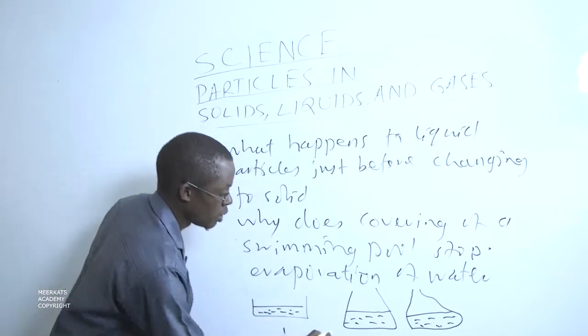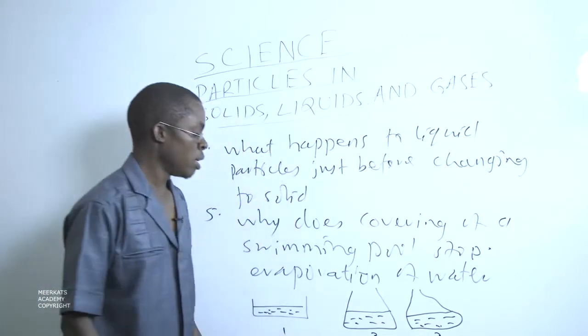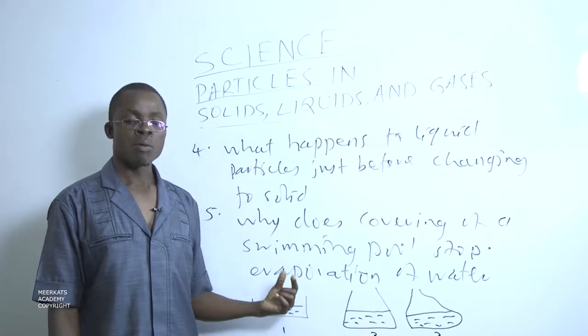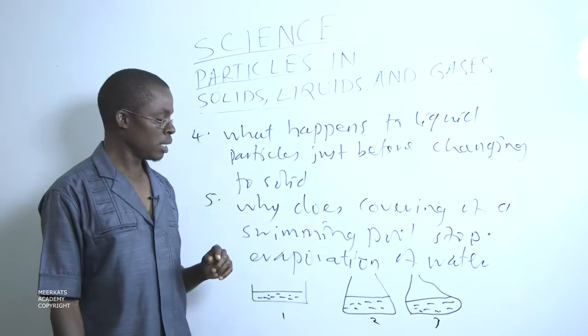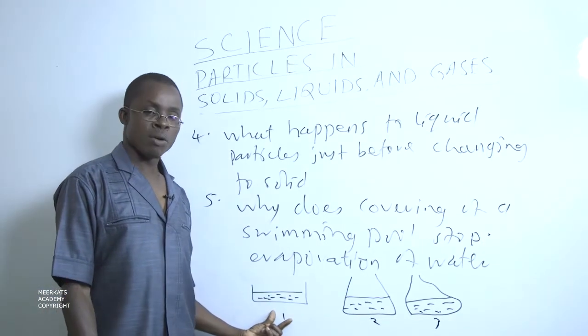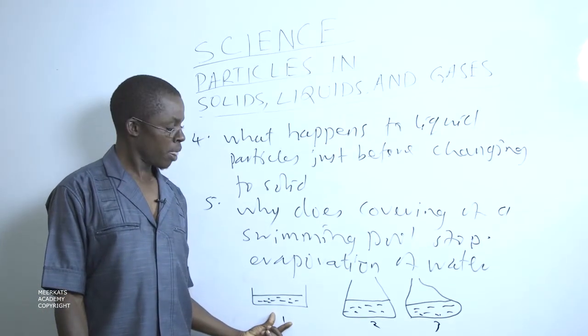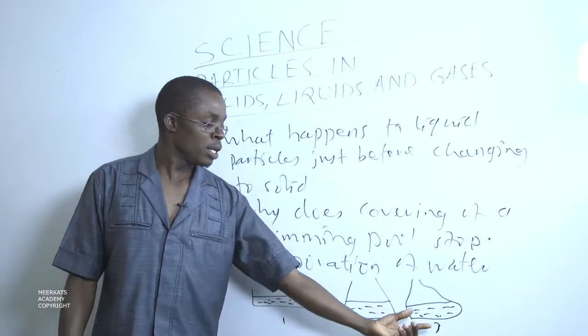Container 1, 2, and 3. Where will you see evaporation being faster and why? And the answer is, in 1, evaporation will be faster, and in 3, it will be the least.